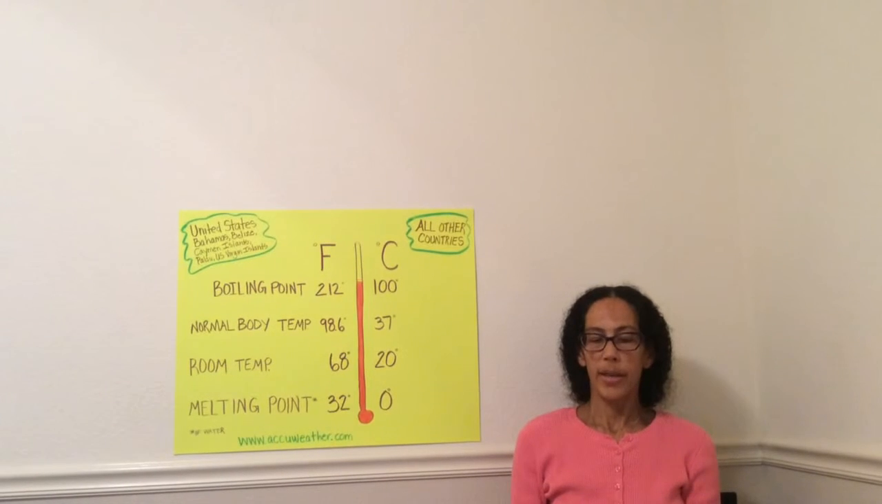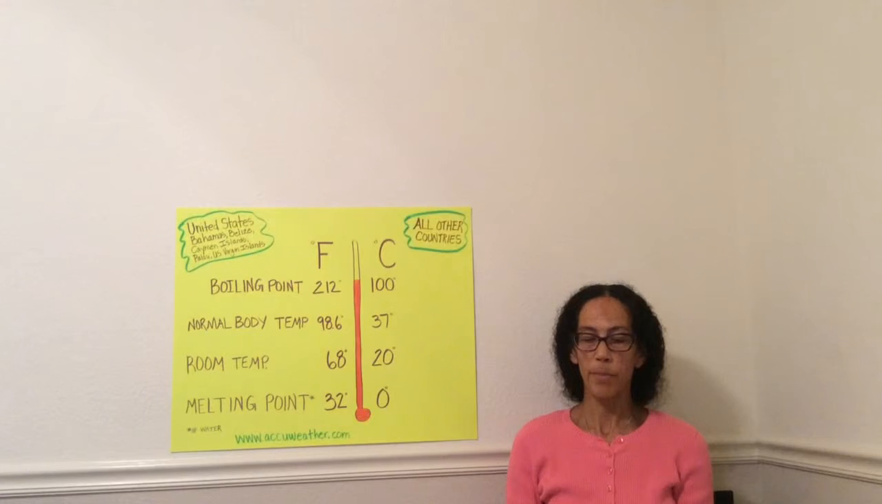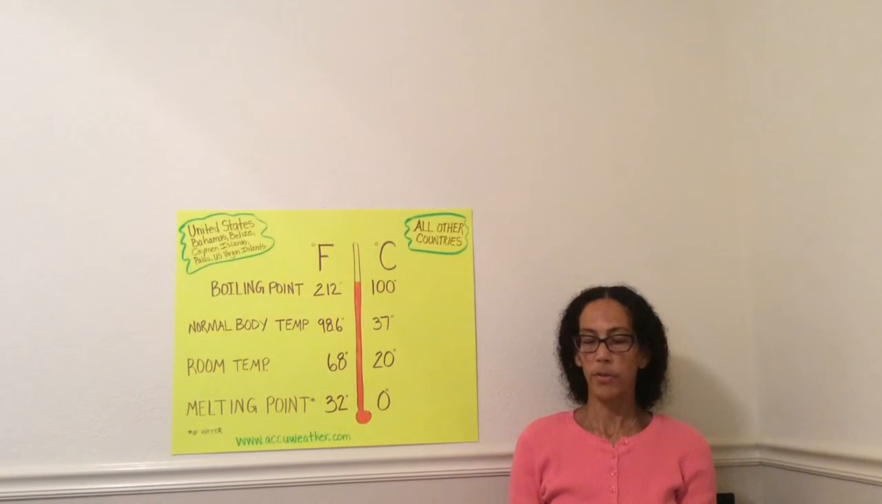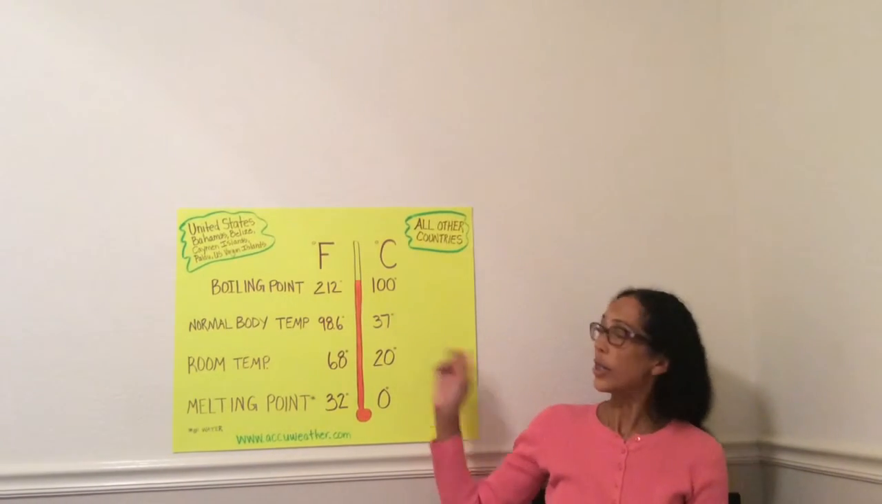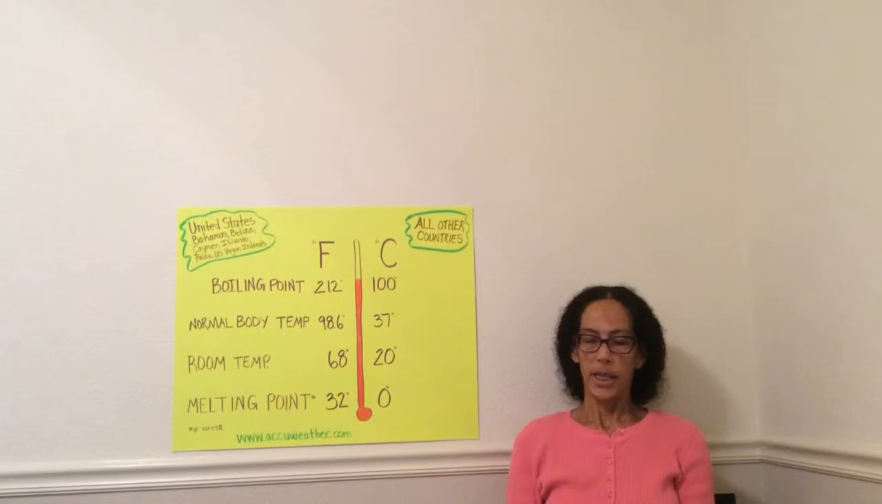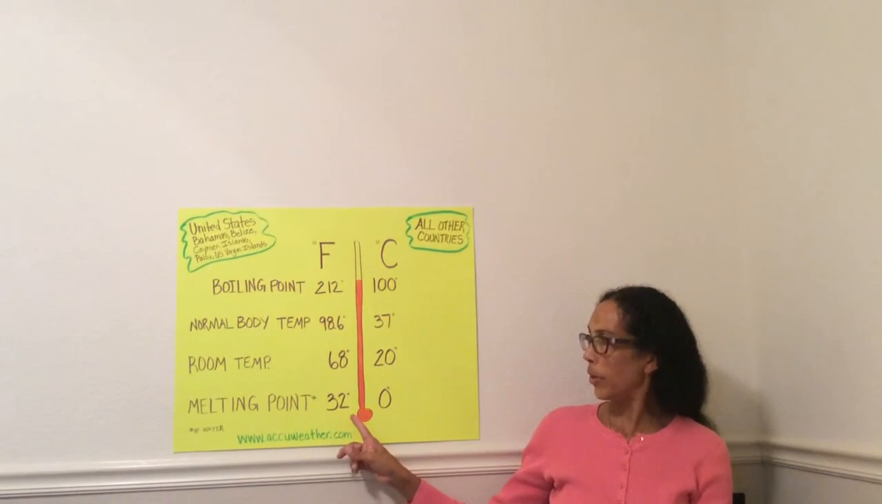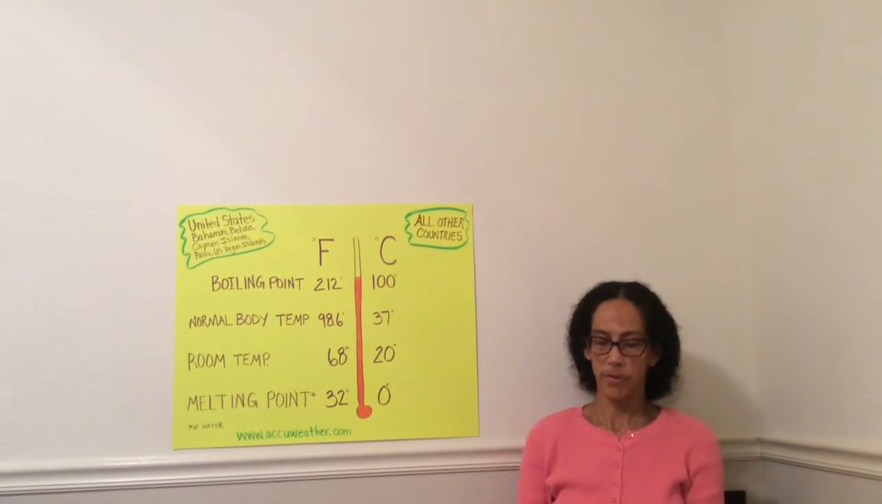The three ways that temperature is measured are Kelvin, which is an absolute temperature scale with a melting point of 273 Kelvin and a boiling point of water of 373 Kelvin, Fahrenheit, and Celsius. Fahrenheit has a boiling point of 212 and a melting point of 32. Celsius has a boiling point of 100 and a melting point of 0.